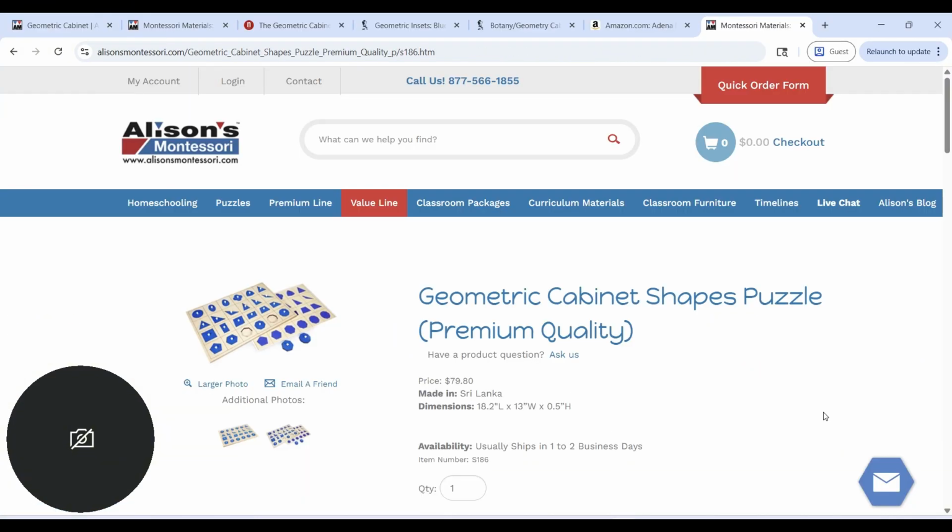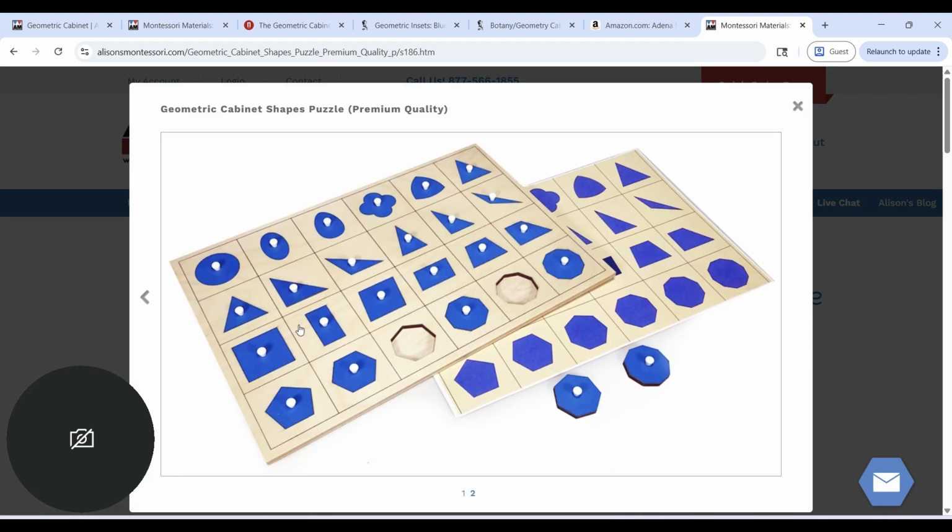Last but not least, Alison's Montessori offers this geometry cabinet shape puzzle. This is the option I chose to buy for my young homeschooling children, and it's worked really nicely for us. It will depend on your needs and your price point. It includes 24 shapes, so it does not have all 35 shapes. What it is missing is all the 6 circles of increasing diameter.